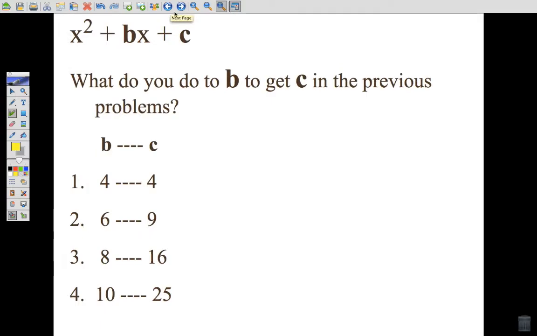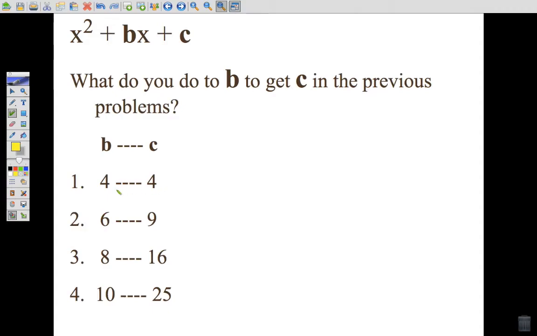If we generalized it, each equation that was given to you in the warm-up is in the format x squared plus bx plus c. I've taken each of the original 4 equations and simply written the 4 in the B column and the second 4, which is in the C column. Equation 2, B was 6, C was 9. Number 3, B was 8, C was 16, and so forth. I want you to play around with these numbers and see if you can establish a relationship between B and C.